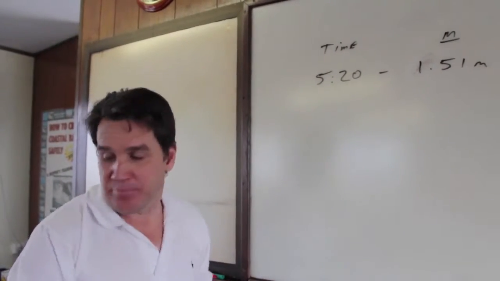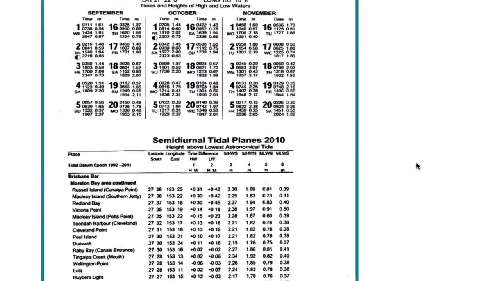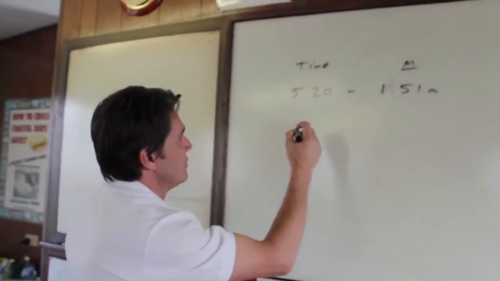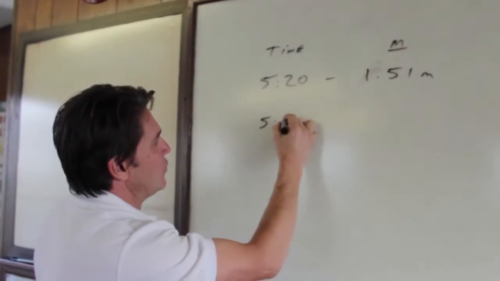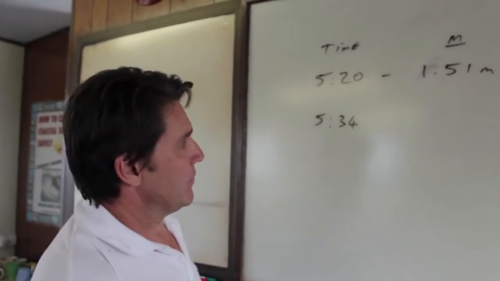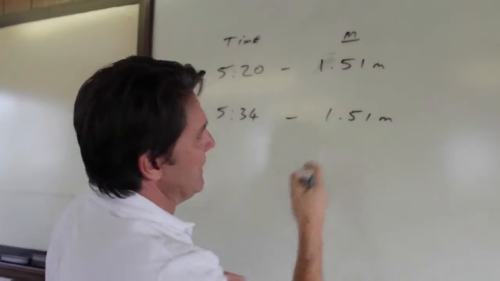Okay, so just below the times and the heights of the waters for the Port of Brisbane, you'll see a list of secondary ports, and you'll notice Victoria Point there says the time adjustment in the first column, column 1, is to add 14 minutes to the time of the primary port. So if we were to add 14 minutes to 5:20, the time of the high tide at Victoria Point for that particular morning would be 5:34 a.m. at a height of 1.51 metres.